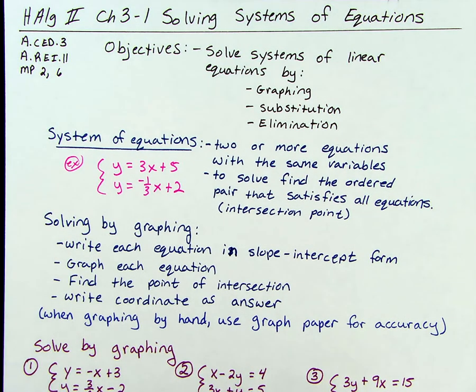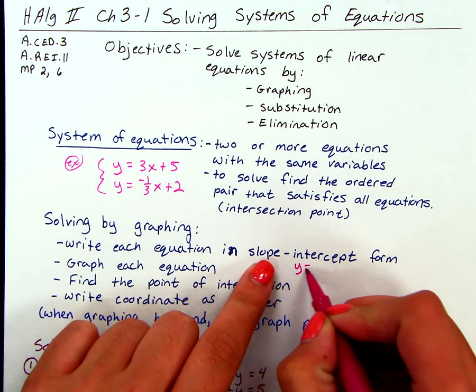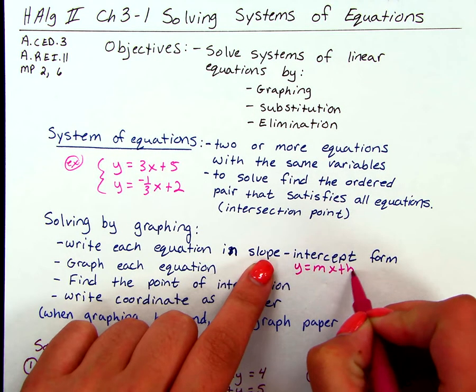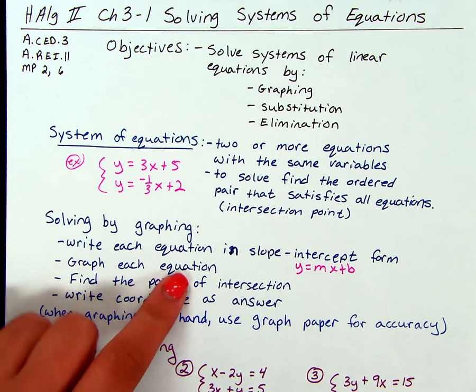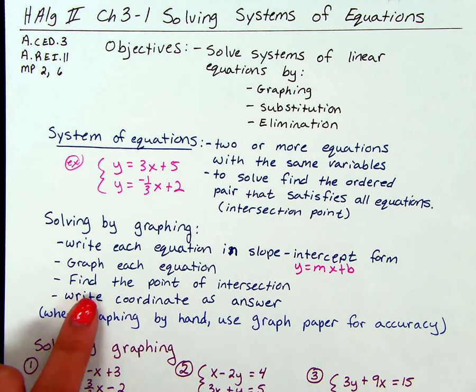Now the first method that we're going to talk about is solving by graphing. So if we are going to solve by graphing, we do want our equations to be in slope-intercept form. So that means that we want it to be in y equals mx plus b. So that's the easiest form to graph in. We graph each equation, and then we're going to find our point of intersection, and then write that coordinate as our answer.